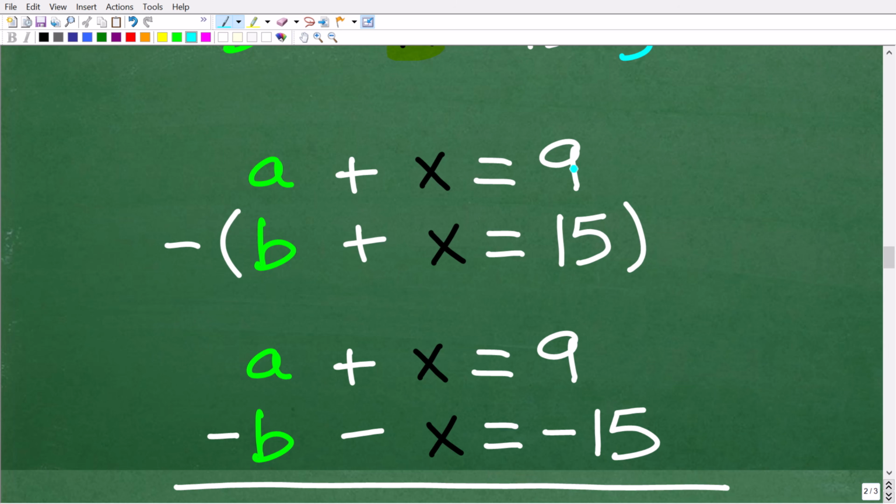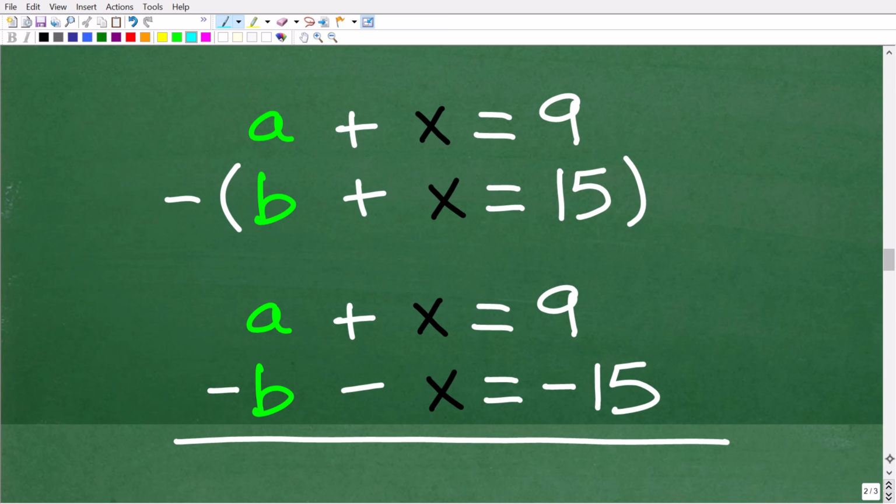So here is our first equation. We have a plus x is equal to 9. And we're going to subtract this second equation from the first equation to form a new equation. So to subtract this second equation from the first equation, what we need to do is write it like this. So we're going to go ahead and distribute this negative sign to each term of this second equation. And when we do that, we're going to come up with this.